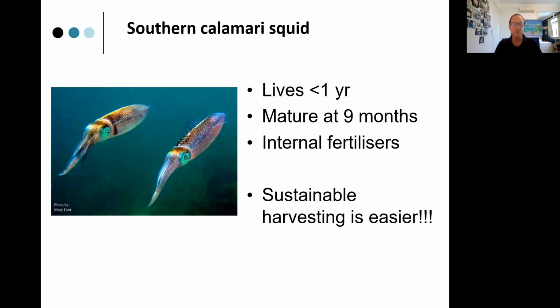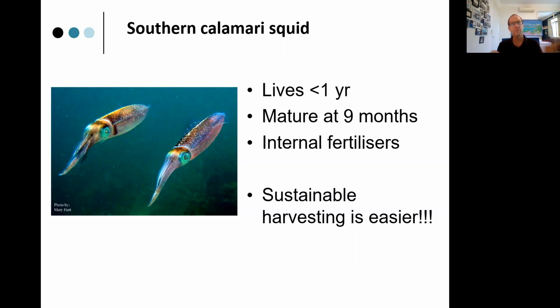Another fishery that is much better at maintaining a harvest is the calamari, southern calamari squid. Now, one reason why it is better is it has a very short lifespan. So it lives for less than a year, it matures at about 9 months, and has internal fertilization. So basically, it can reproduce itself very fast, and so we can afford to take, because there's a very rapid replenishment of that.